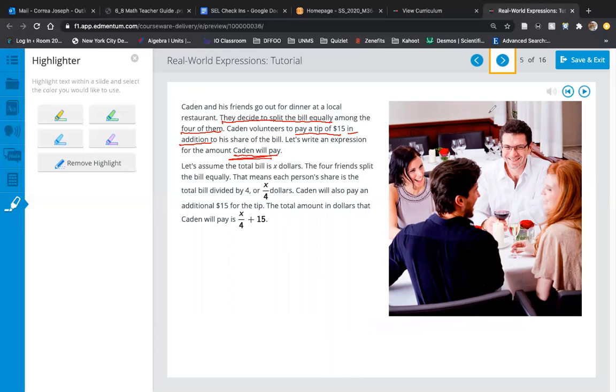So I don't know, let's say this guy right here is Caden. So sometimes it helps to just pick an example.